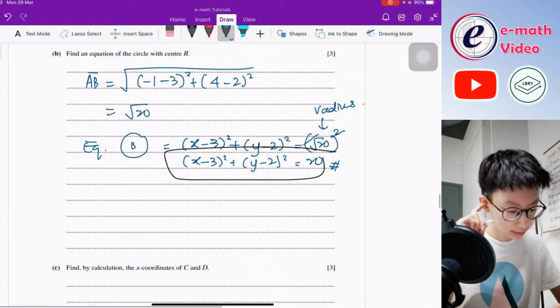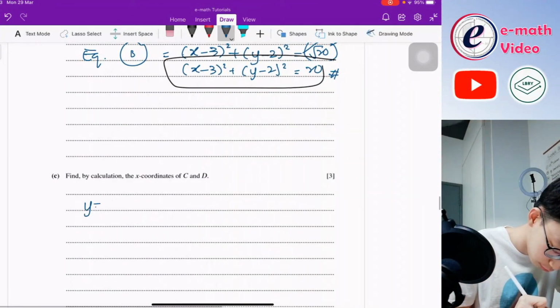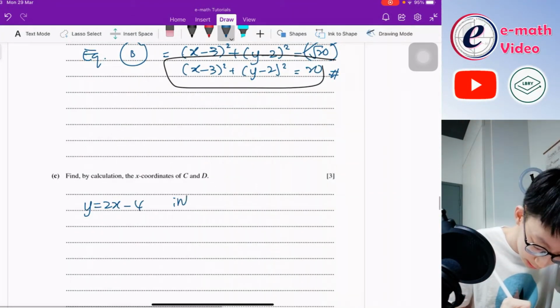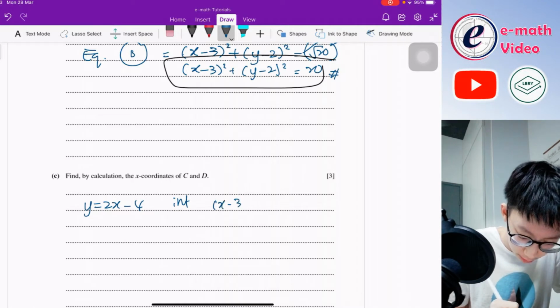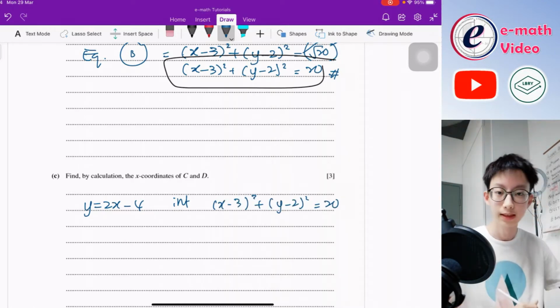I need to copy it here again. y equals 2x minus 4 intersects with this one, the circle with center B, (x minus 3) squared plus (y minus 2) squared equals 20. Alright?